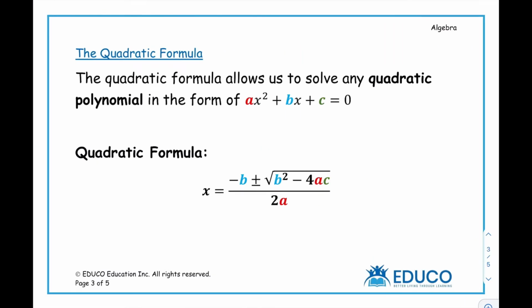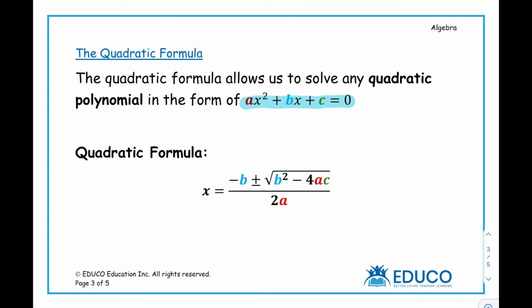So first, to define what the quadratic formula is, it's a formula that allows us to solve any quadratic polynomial in the form ax squared plus bx plus c equals 0. So a quadratic polynomial is a polynomial of degree, or highest exponent, equal to 2. When the highest exponent is equal to 2 in a given polynomial, we call that polynomial quadratic.